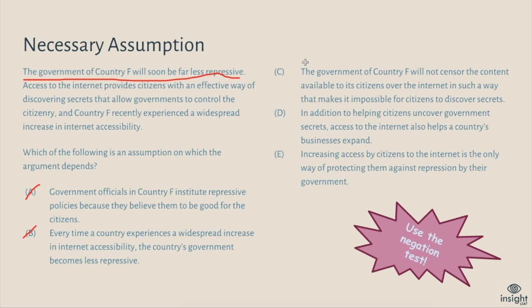Okay, once we negate that and we have the government censoring the internet, that is really bad for this argument, right? Because the argument relies on a certain feature of internet accessibility, or a certain thing that's going to happen once people have the internet. They're going to be able to discover secrets. But if they're going to have the internet, but it's going to be a censored internet, that's not going to happen. And then the argument will not work. So that's looking pretty good. Let's take a look at the other ones, though. D.